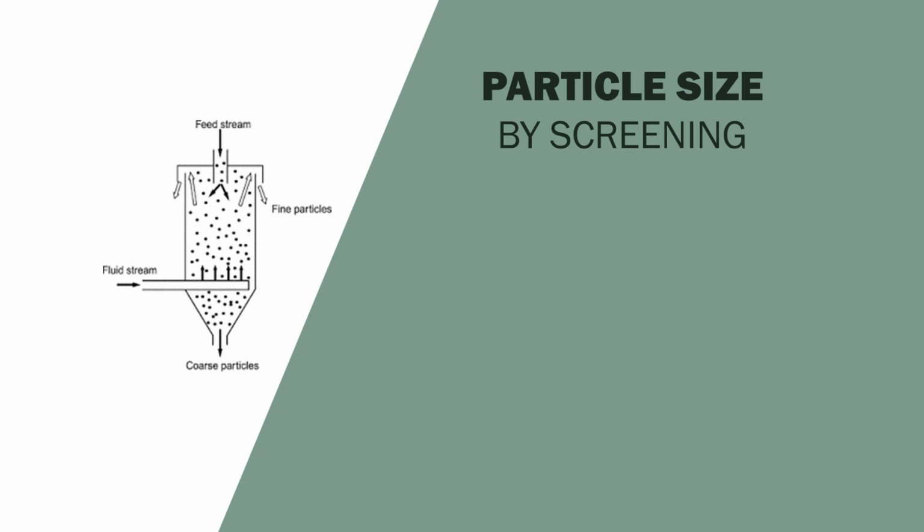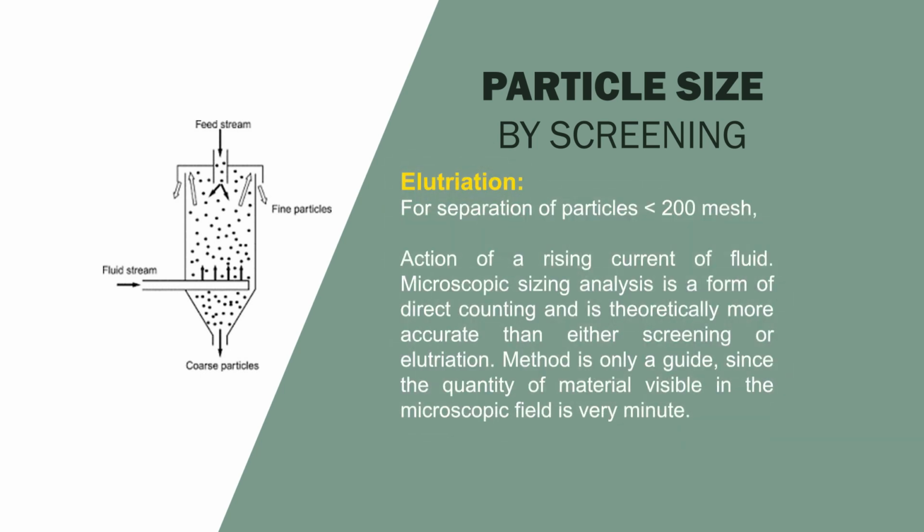You can also do it by elutriation. Elutriation is nothing but you flow the liquid from the bottom. So the heavier particles will go down, but the lighter ones will go up with the flow of liquid and separate. Basically, this is for less than 200 mesh, which is close to about minus 73 micron particle size. The bigger, denser particles will fall, while the finer ones will flow along with the water and you can separate them.